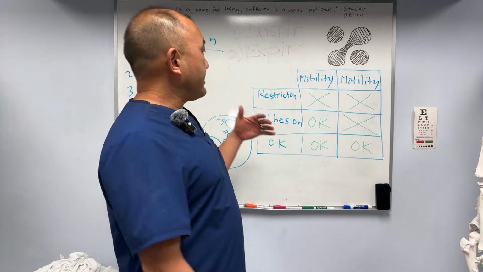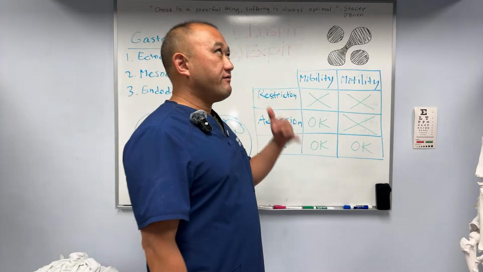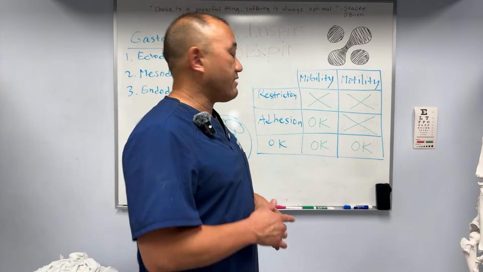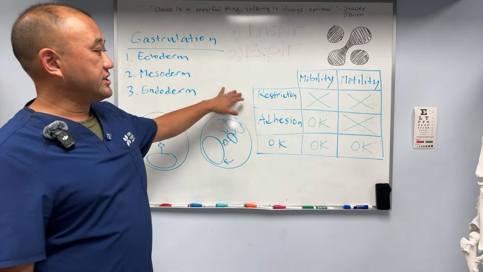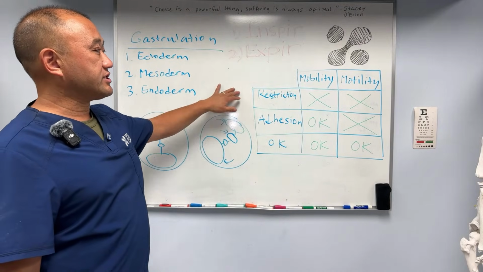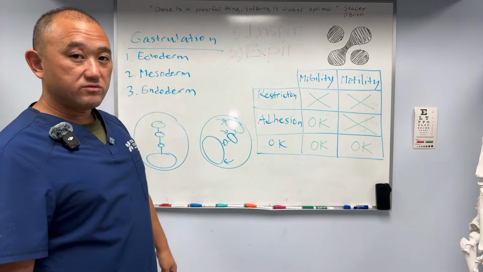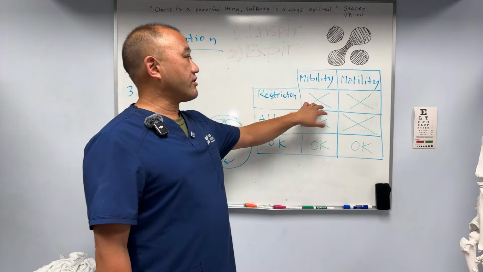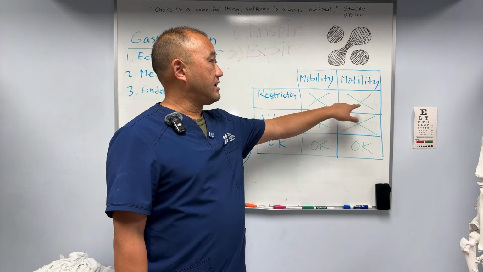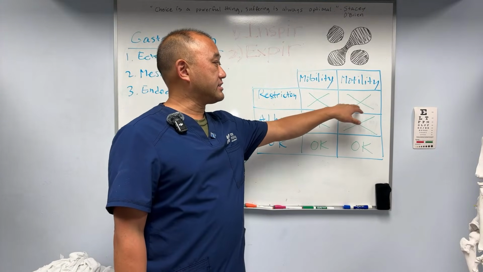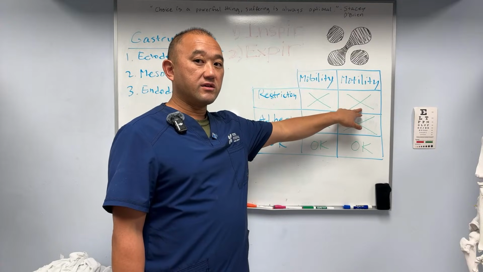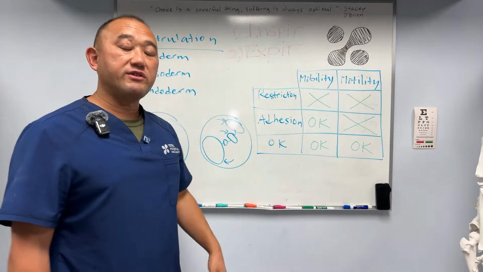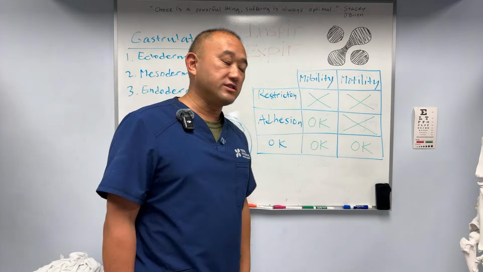So when we're evaluating the organs in the body, we have what's called restrictions and adhesions. What does this mean? Restriction means that that liver has a motility lesion, okay, and it has a mobility lesion. So how do we know if a liver has a mobility lesion?